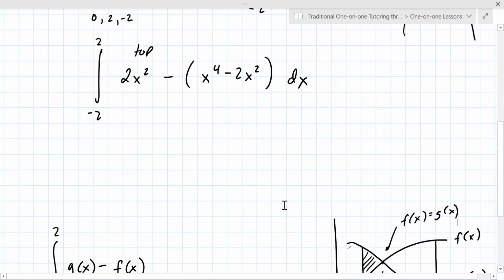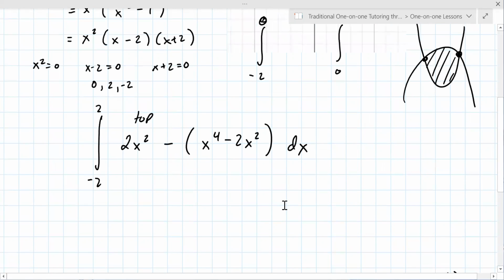Okay, so going back to our problem, I do recommend simplifying here. So this becomes 4x squared minus x to the fourth. And then the antiderivative is 4/3 x cubed minus 1/5 x to the fifth, evaluated from -2 to 2.